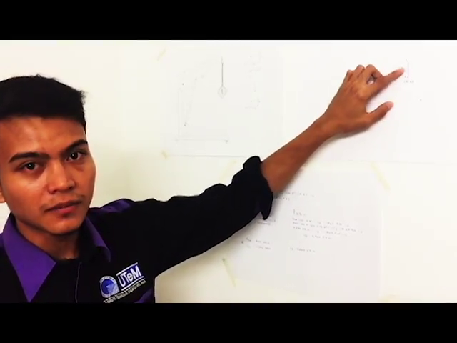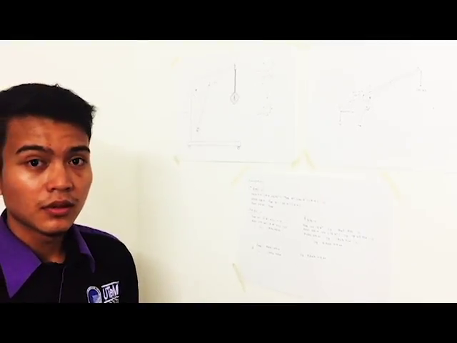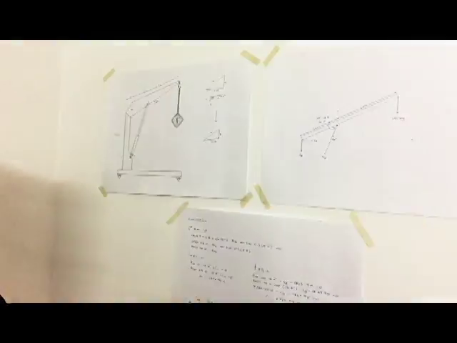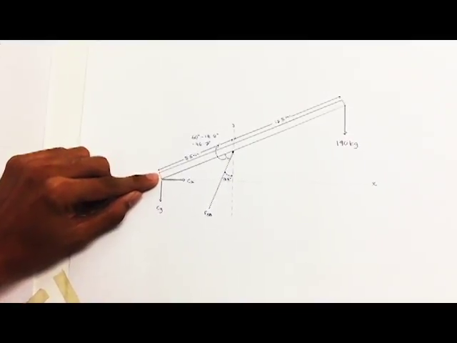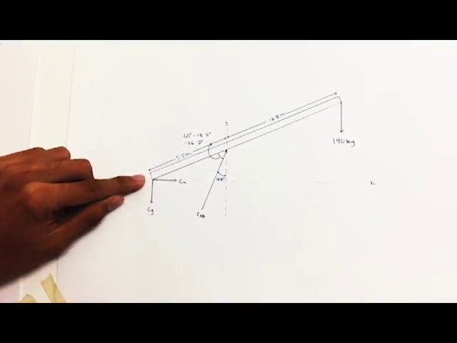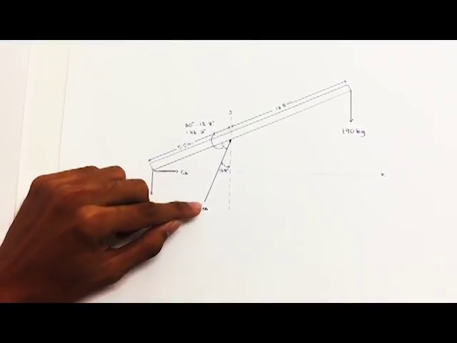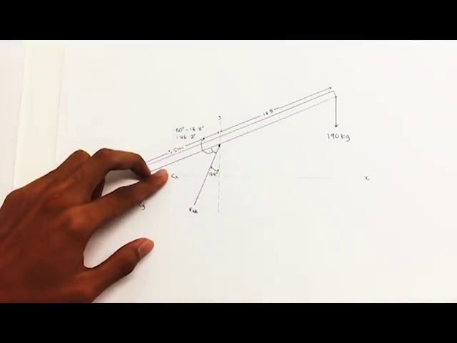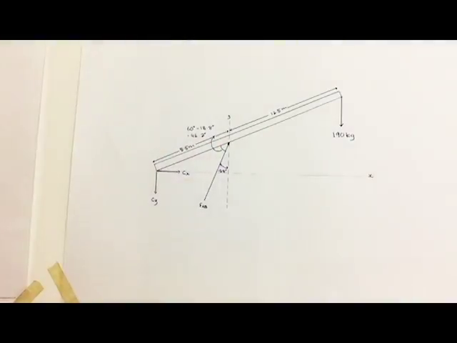At point B the force AB is upward, and at the load the force is going down because it follows gravity. First of all, we can determine the moment. The point that we can take as the moment is point C. At this point we have CX and CY, the force AB is upward and the load is downward. We also have the distance. That's all. Thank you.